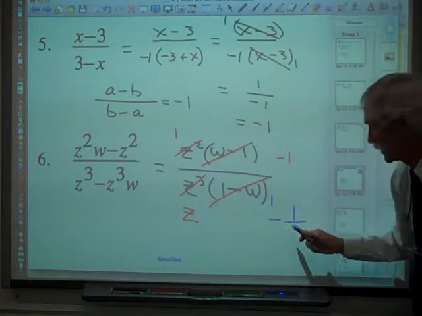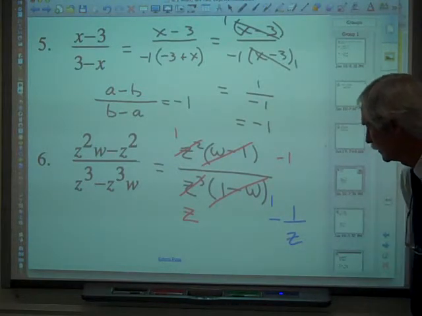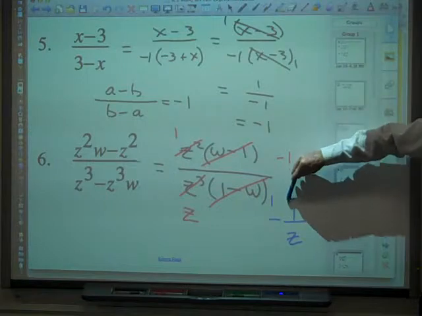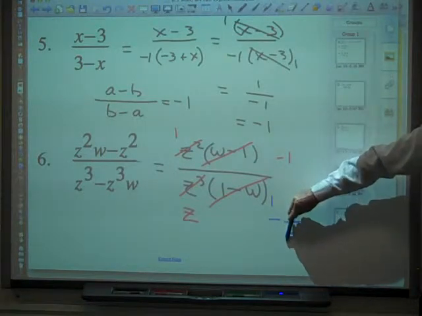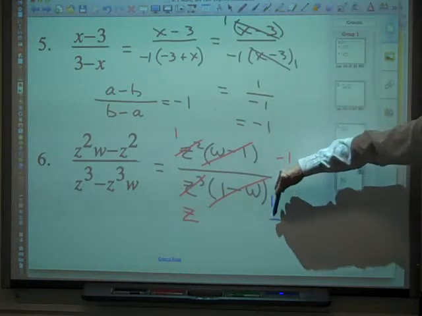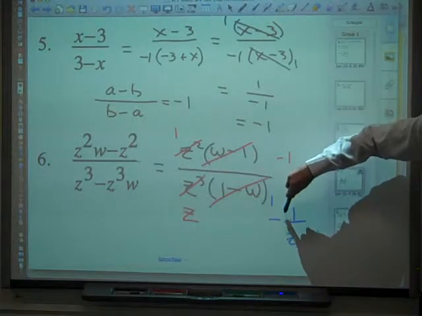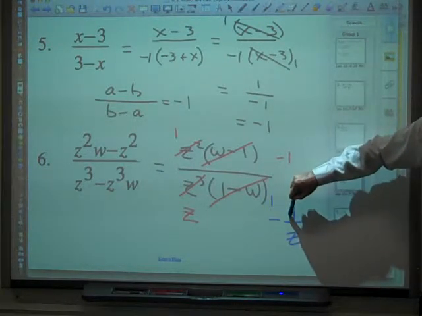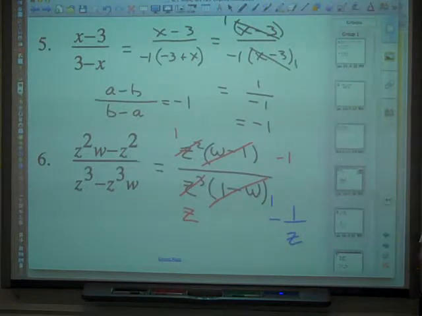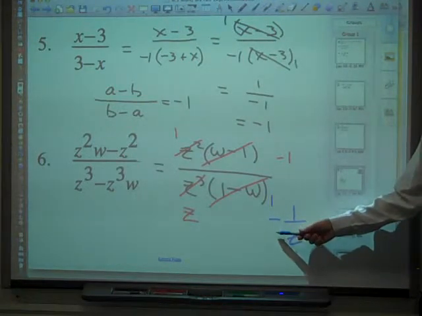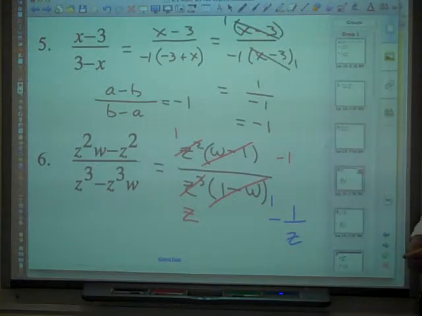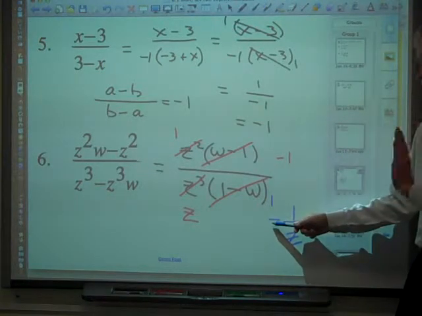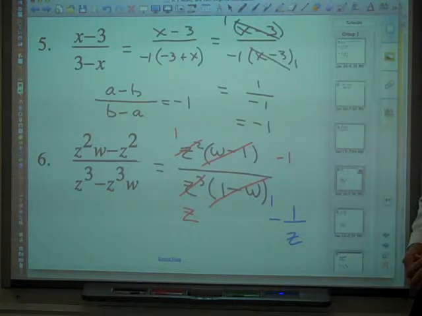Z times 1, which is z. And what about the minus sign? Should I put it on the top or the bottom? Or should I just say, what is a positive and a negative when you put them together? What's a positive and a negative always make? Negative. So just put the negative out in front. So that negative 1 will just stay out in front of the whole thing.